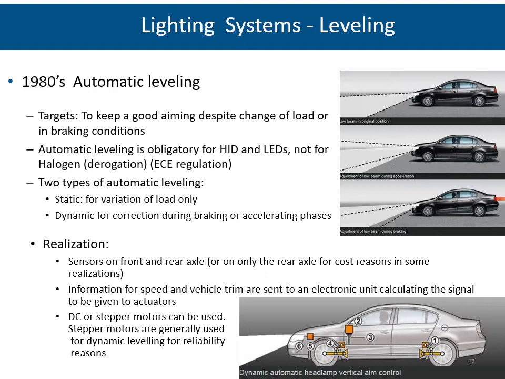The realization of leveling system is done by putting some sensors on front and rear axles. We can, in some cases, avoid to put some sensors on front axles, but with more limited results. We have the information from the speed and vehicle trim, and all this information is sent to an electronic unit that is calculating how the system has to be aimed to maintain a good aiming. And we are using some DC or stepper motors in the headlamp to adjust the position of the reflector inside the headlamp.